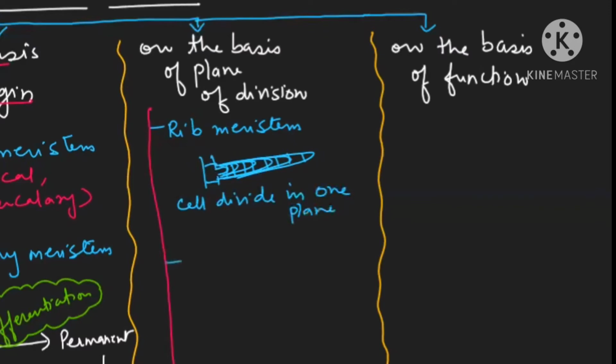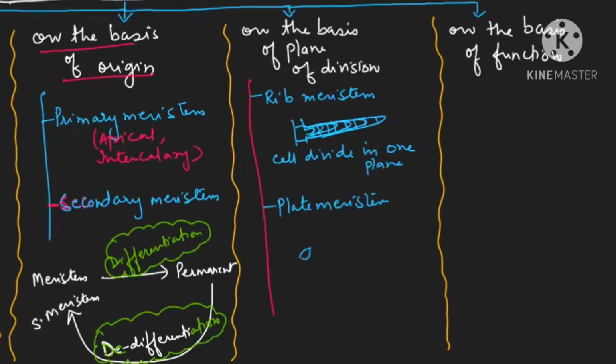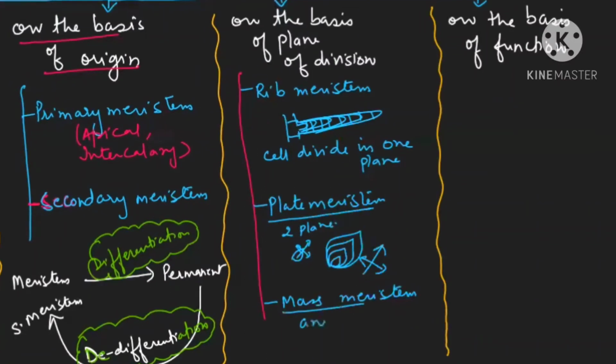Understood the explanation? Then there is plate meristem. Plate meristem means the cell will divide in two planes. Try to understand. See, this was initially one young leaf. Now it will divide in this direction also and in this plane also. So slowly this young leaf will become larger, and the size is increasing not only in this direction, it is increasing in this direction also. So plate meristem means division in two planes. And third is mass meristem, division in any plane, randomly, to make a plant body such as the cortex. So here we will say any plane.